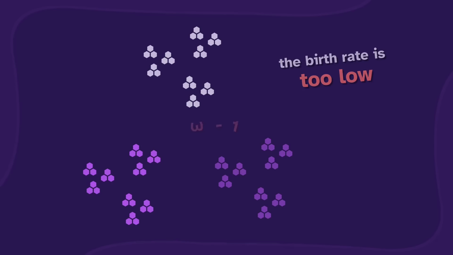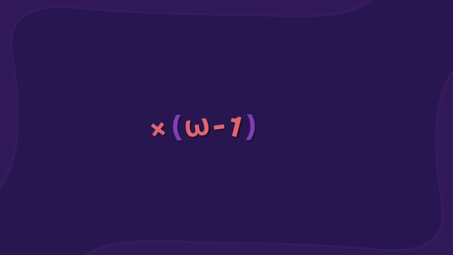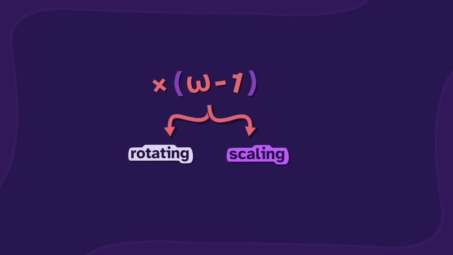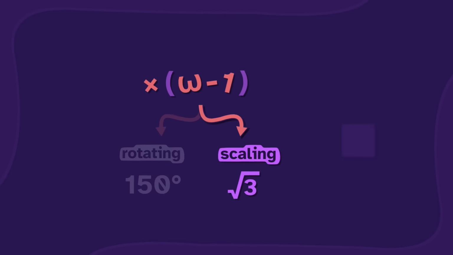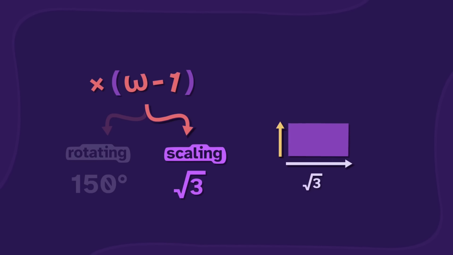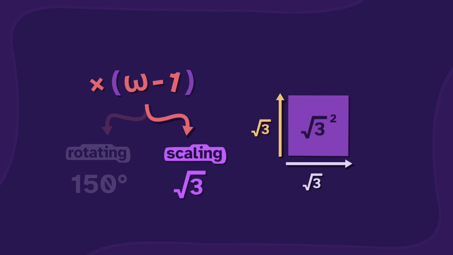With the previous base, omega minus 1, multiplication corresponds to rotating 150. Wait, that's not relevant. Don't look at that. And scaling by root 3. This means that the width scales by root 3 and the height scales by root 3. So the total area scales by root 3 squared, which is 3. That's why we use 3 digits. What? So that the birth rate matches the scaling factor.